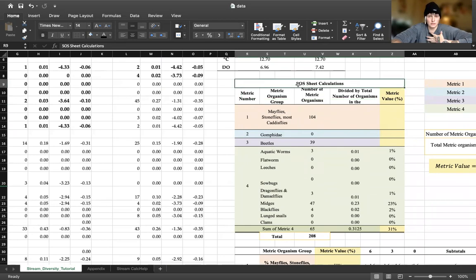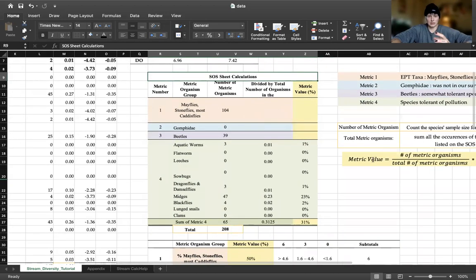The goal of this Save Our Stream calculation is to consider the ecological condition. We can determine the condition to be acceptable, partially acceptable, or unacceptable, and we're going to do this using 4 different metric groups. In this analysis, we're going to consider the entire community, not just the riffle and the pool. It's going to be both.